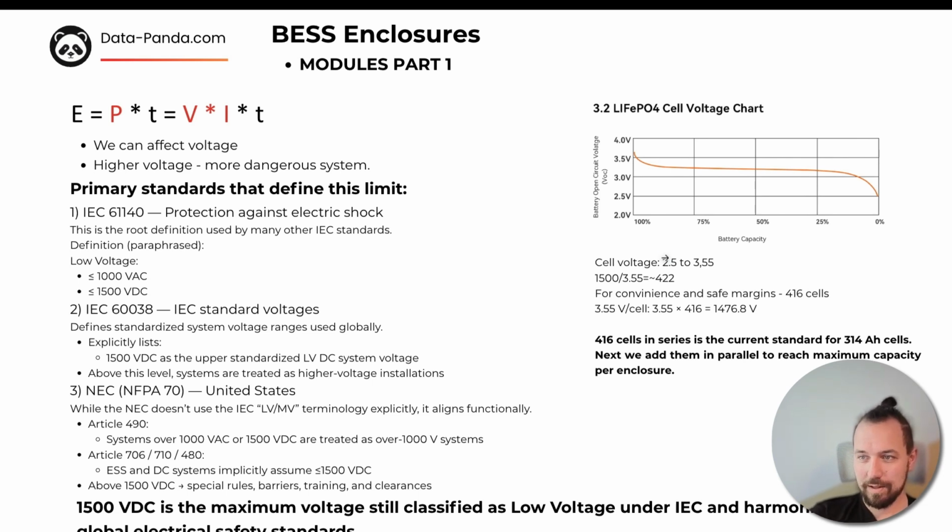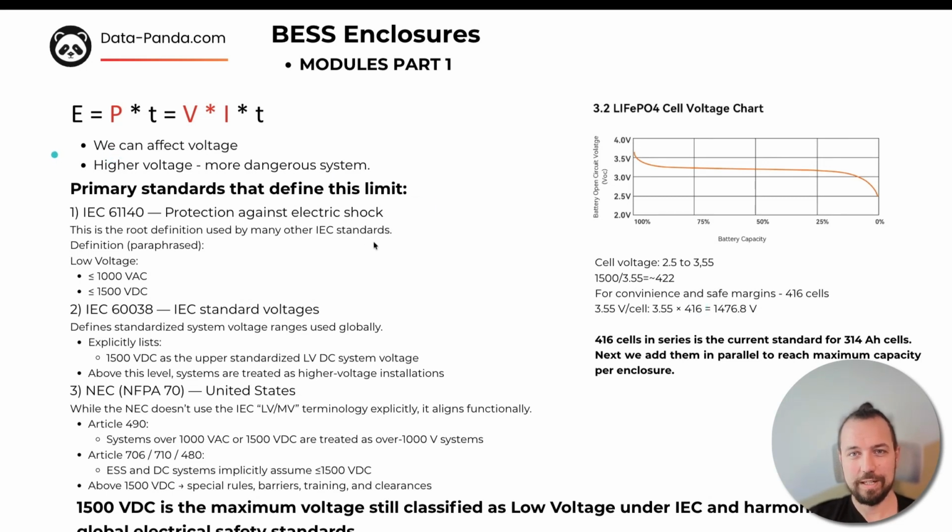That gives us 3.55 volts multiplied by 416, which is around 1477 volts. It's safely a little bit below the 1500 DC limit. That's why you will often see that 416 cells in series is a standard configuration for 300 ampere-hour LFP-based BESS designs. And the same will be true for future generations based on LFP.